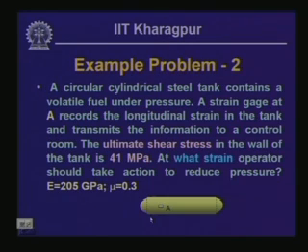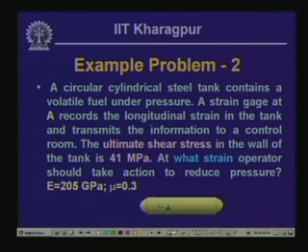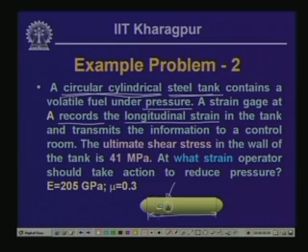Well, now let us look into another example problem, wherein we have a circular cylindrical steel tank which contains a volatile fuel under pressure. A strain gauge at A, at this particular location, is fixed, and it records the longitudinal strain in the tank. Here you see that we have a cylindrical tank, this part is the cylindrical part, and on this there are hemispherical ends attached to the tank, and this contains a volatile fuel inside it which exerts pressure.